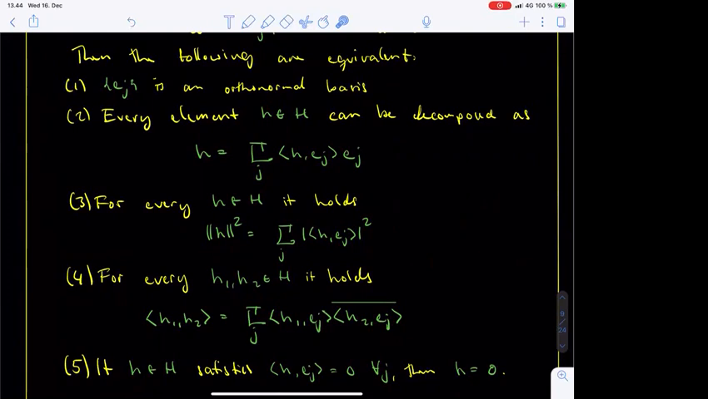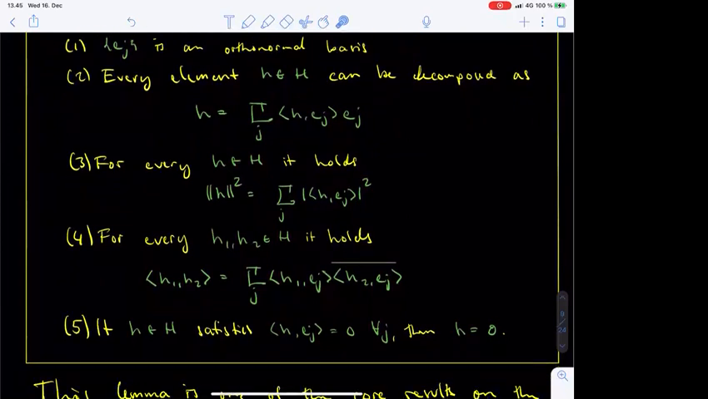The fourth equivalent condition is often known as the Parseval identity. It states that for all elements h1 and h2 in H, the inner product between h1 and h2 can be expressed as the following sum over the indices j of the inner product of h1 with Ej times the complex conjugate of the inner product of h2 with Ej. Once again, if this identity does not look familiar to you, try to think what it means when big H is R^d and the Ej's are the standard basis vectors.